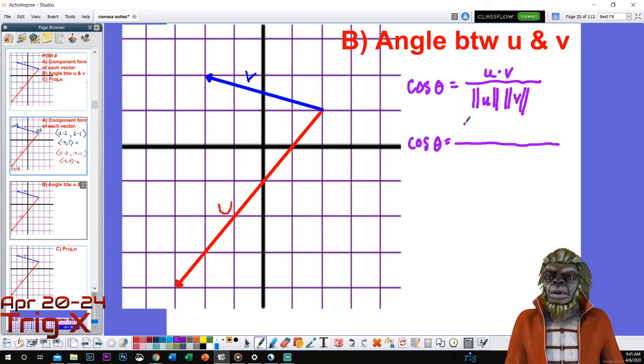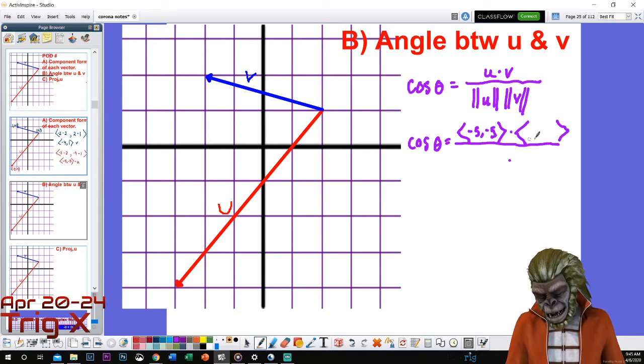So on the top, I'm going to put my vectors for v and u. Doesn't really matter what order. And then on the bottom, I'm going to have two distances. So the top, we already said the values were negative 5, negative 5, sorry, and negative 4, 1. Now we have to find the magnitudes.